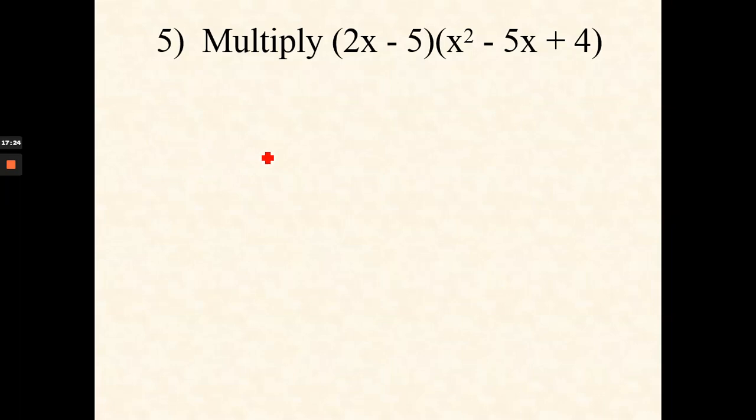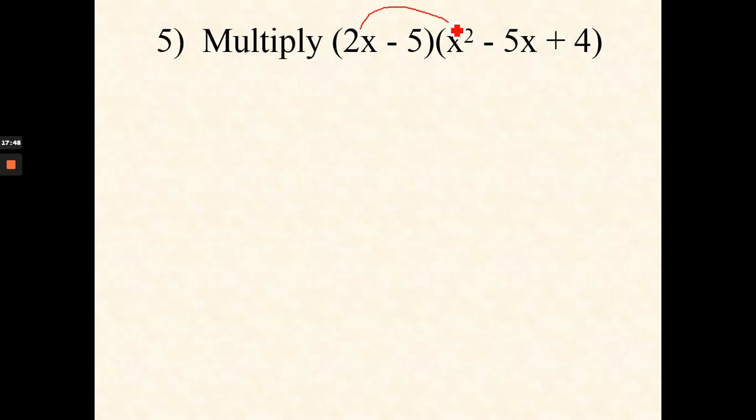How about this one? Multiply 2x minus 5 multiplied by the quantity x squared minus 4x minus 5x plus 4. It is a binomial and this is a 3-term polynomial. So what are we going to apply? We cannot apply the FOIL method. But then, we can still apply the distributive property.